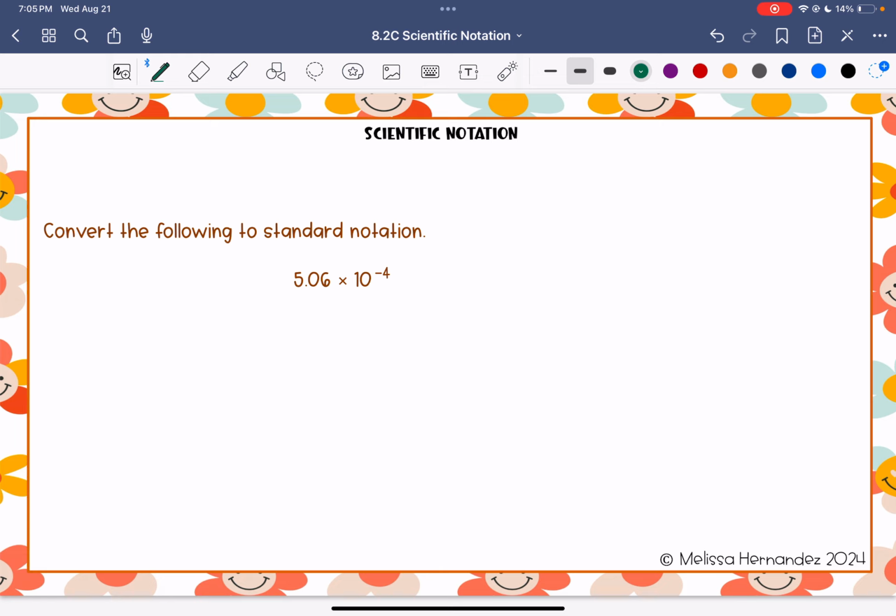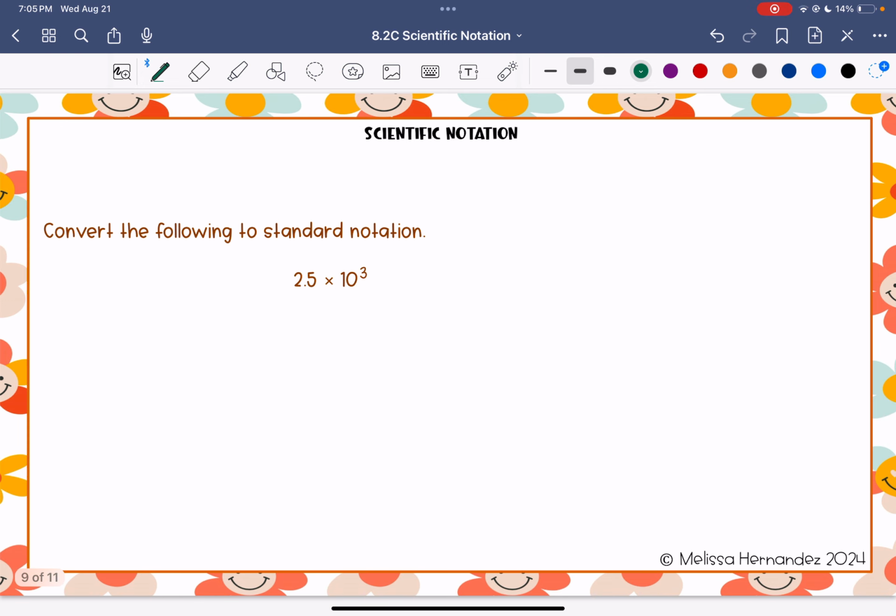So what I've learned is this one's a lot easier for kids than the other way. They just forget where the decimal goes. See, the decimal is 5.06. It's greater than 1, but less than 10. Because the exponent is negative, that means I am moving to the left. Okay. 1, 2, 3, 4. Now, there goes my standard notation.